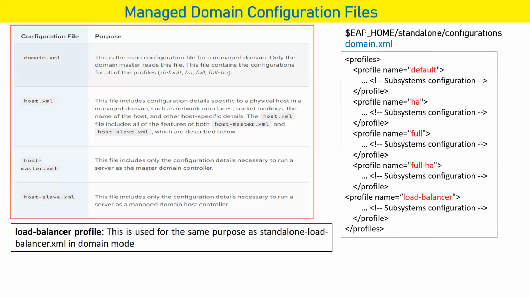Okay, so for each profile, you will see a tag inside your domain.xml file. There's a profile tag, and inside it you will have five different profiles. For each profile, the configuration is defined in the corresponding profile tag. For example, the default is defined inside profile name default. Similarly, the HA profile configurations are defined inside its own profile name tag. Similarly, you have a different tag for each and every profile.